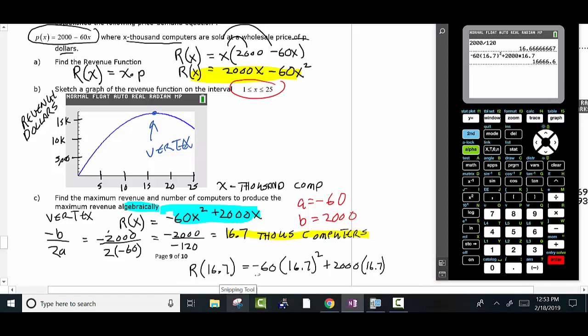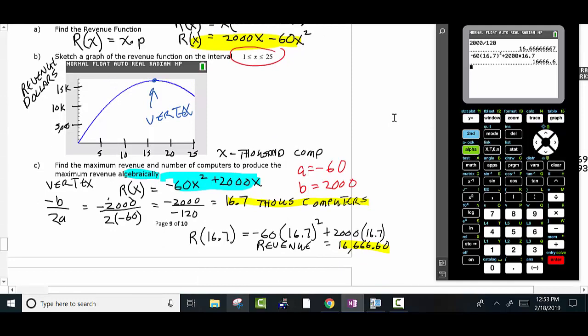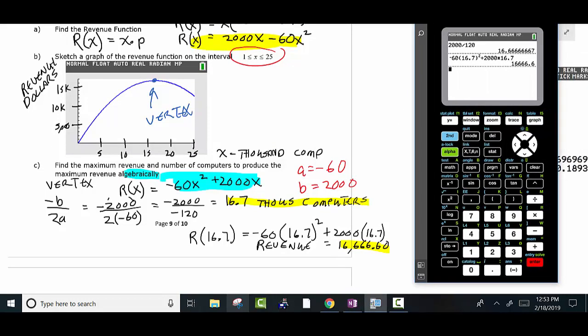So it looks like the maximum revenue is going to end up being about $16,666.60 if you round that off. So that's the idea. The vertex is where the maximum was. That's why I used negative B over 2A like that to get that.